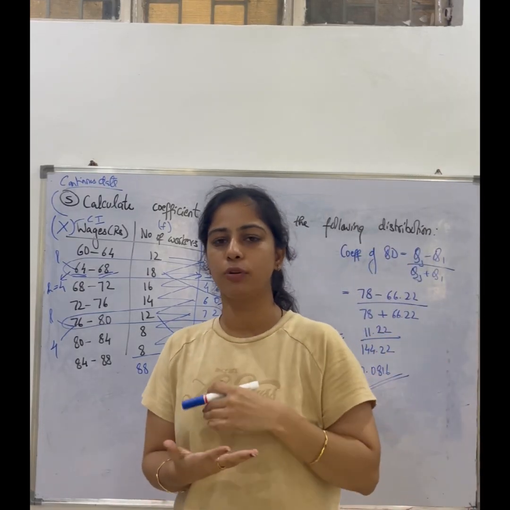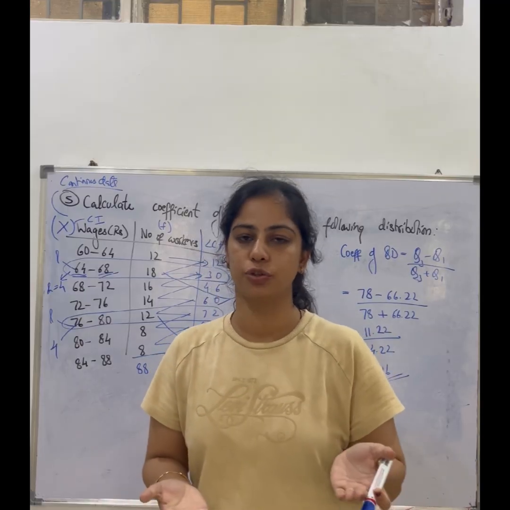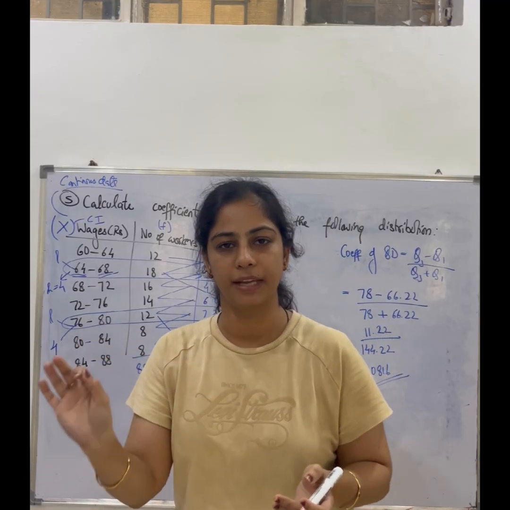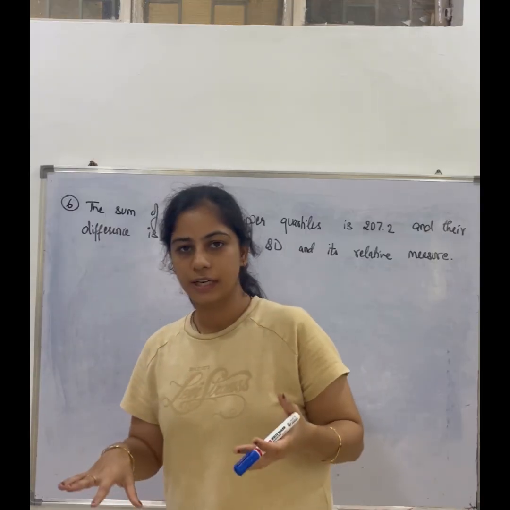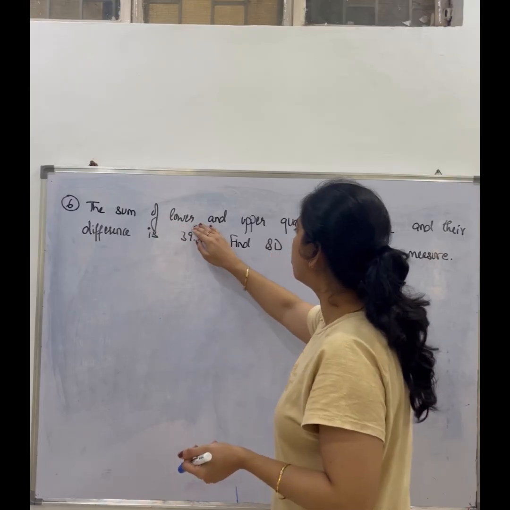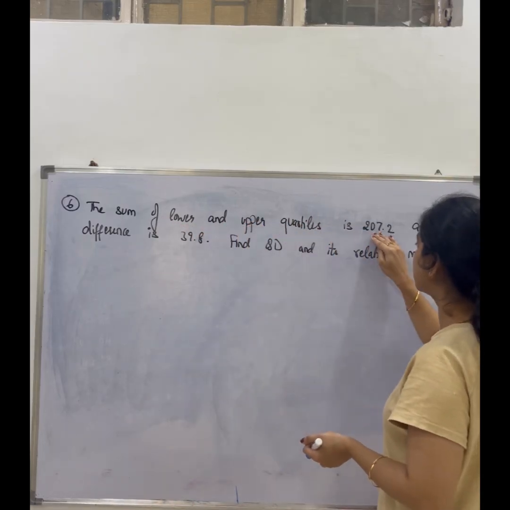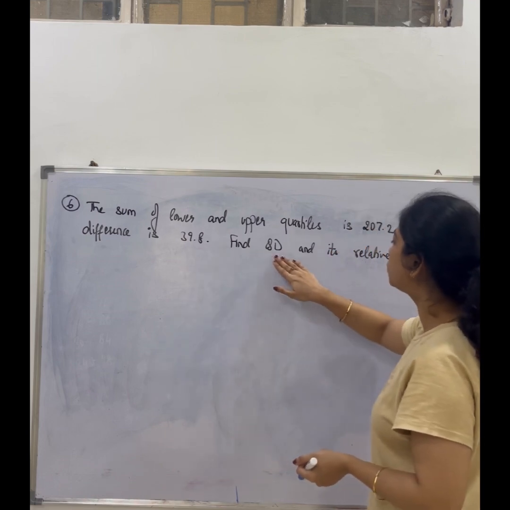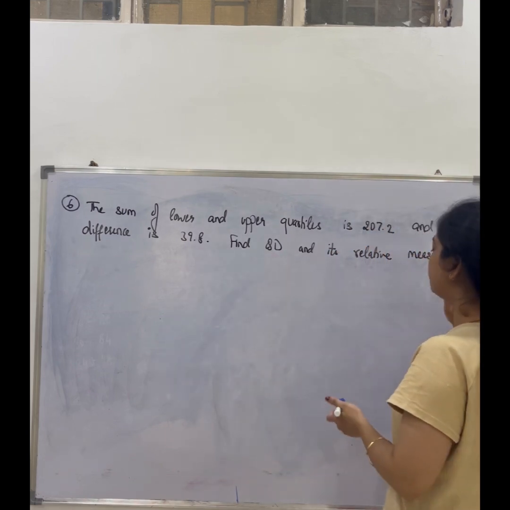So see, you have to be very careful with the data given to you, whether it is raw, discrete or continuous, and accordingly you can apply the formula. Now let us look at the last question of this quartile deviation. The sum of lower and upper quartiles is this, and their difference is this. Find quartile deviation and its relative measure.